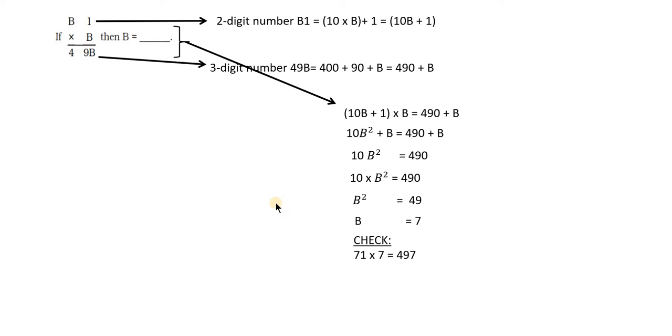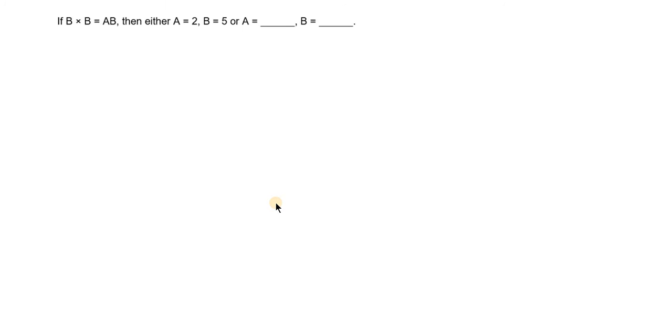Now we are going to the next sum, next slide. The problem is, if b multiplied by b equals ab, then either a equals 2 or b equals 5, or a equals what and what. One option they have given: if a equals 2 and b equals 5, then b into b means 5 fives are 25, and ab is a 2-digit number, 25.